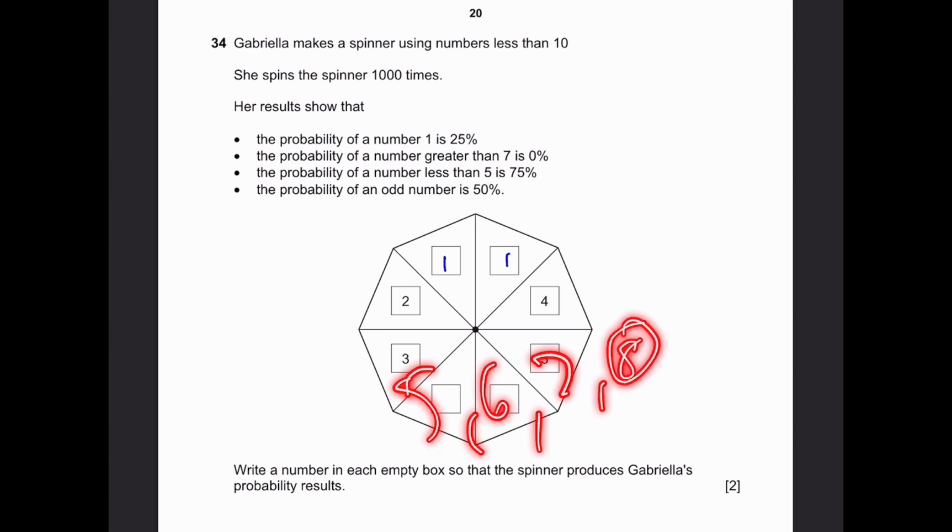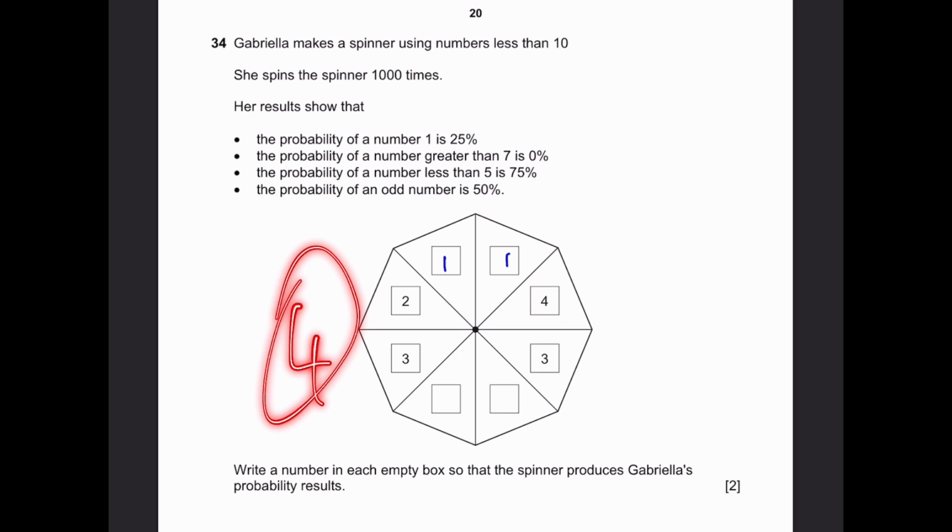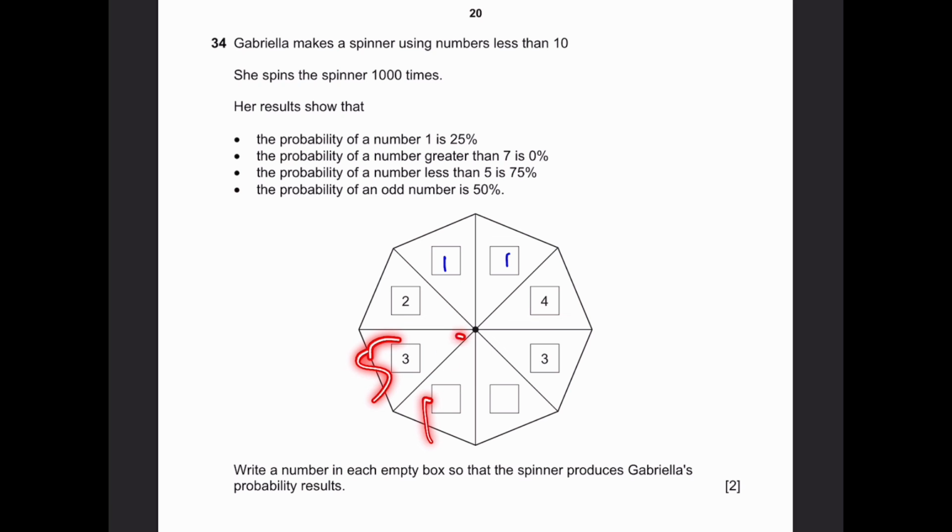Why can't it be 8? That's because the probability of a number greater than 7 is 0%, so it cannot be greater than 7. It cannot be less than 5, and it cannot be greater than 7. So 5, 6, and 7 are left. And the probability of an odd number is 50%, which means 4 squares are filled with odd numbers. All 4 of them are already filled, so these two have to be even numbers. Now 5, 6, and 7, we can cancel the odd numbers to leave 6. So the last two are both 6s. That's our answer. And this is the only answer. Just write 2 1s and 2 6s. It doesn't matter where you place them.